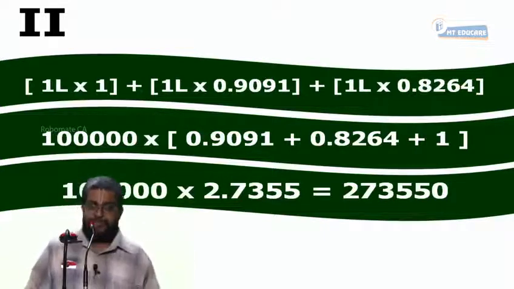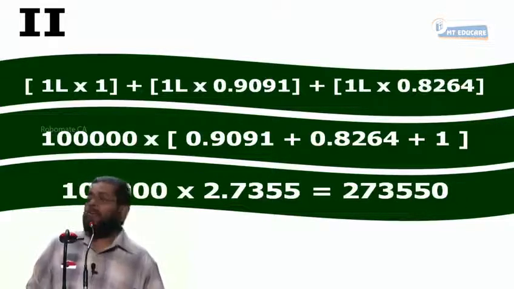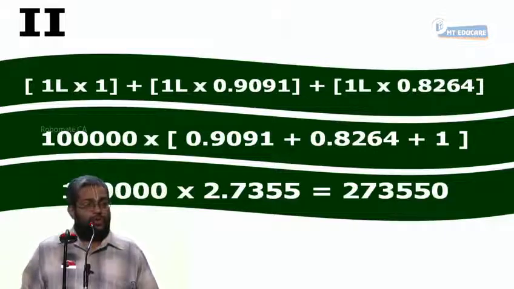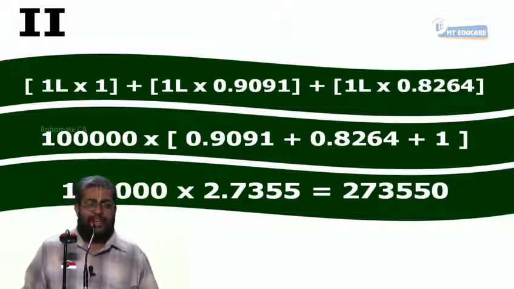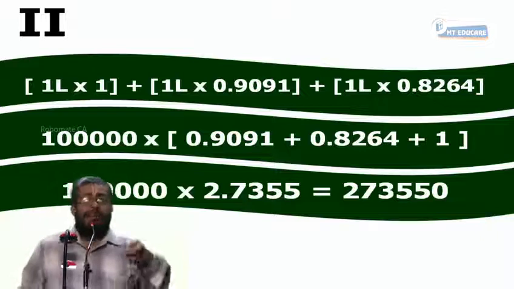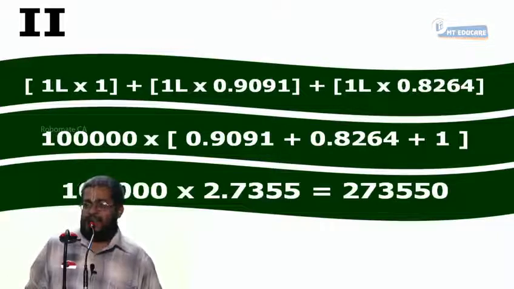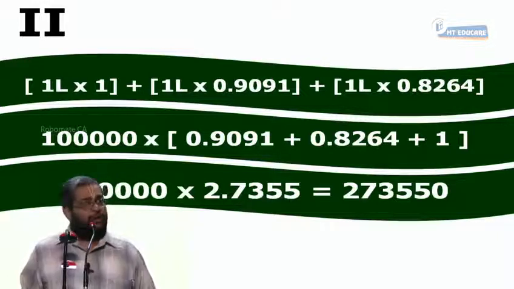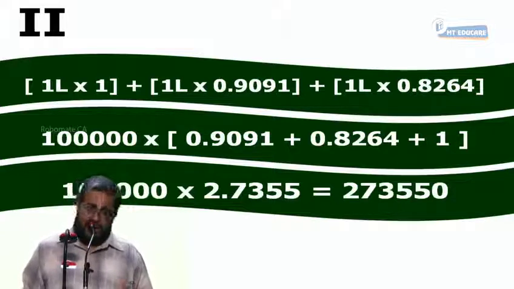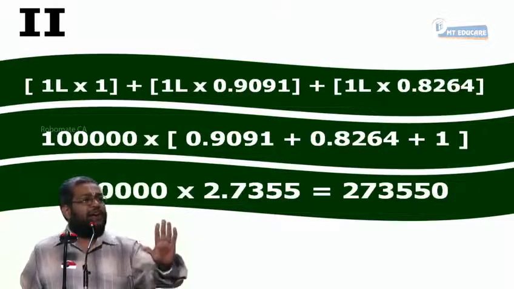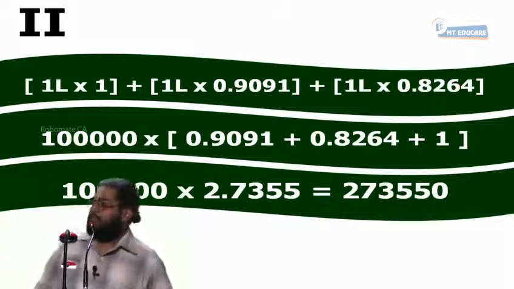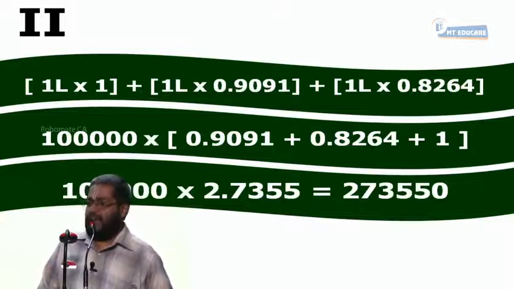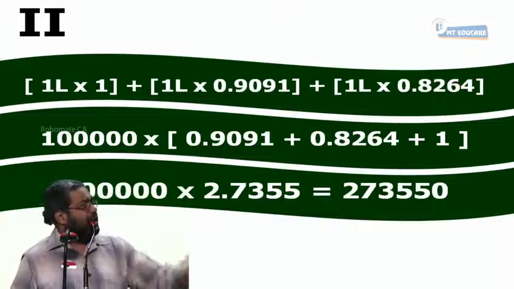Now, listen here. In the earlier case, the last sum we did, what was the annuity factor? 2.4868. Now, what is this annuity factor? 2.7355. So, now we know there are two annuity factors: the normal annuity factor and the annuity factor immediate. The question is, sir, how to calculate the annuity factor immediate? It is very simple.